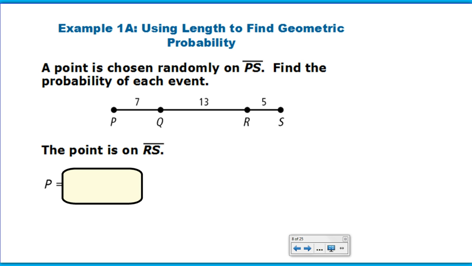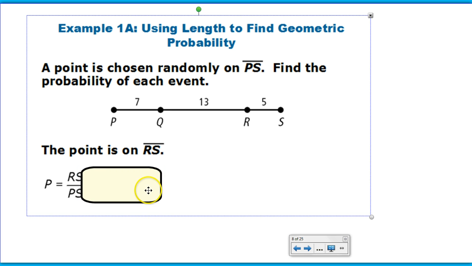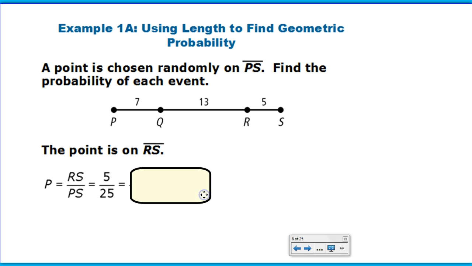Let's use length to find geometric probability. A point is chosen randomly on segment PS. Find the probability of the point being on RS. The points on RS fall on a segment that is 5 units long, right? And the entire length of segment PS is 25, right? So we have 5 to 25, or 1 to 5 when we simplify the probability.